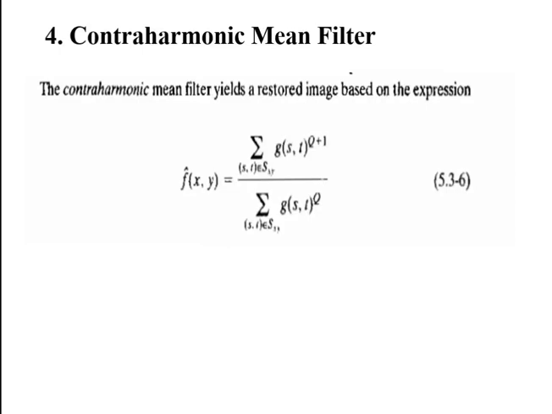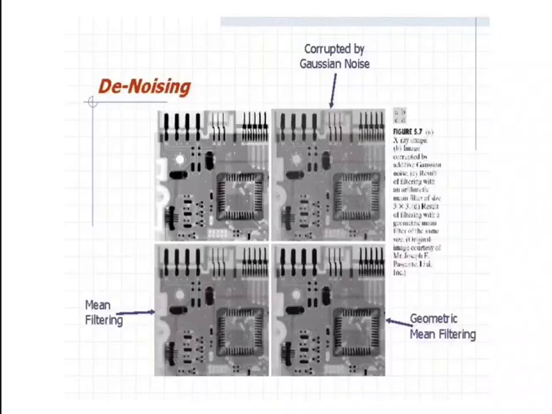Figure A shows the same circuit image but corrupted now by pepper noise with a probability of 0.1. Similarly, figure B shows the image corrupted by salt noise with the same probability. Figure C shows the result of filtering figure A using a contra-harmonic mean filter with Q equal to 1.5, and figure D shows the result of filtering figure B with Q equal to -1.5. Both filters did a good job in reducing the effect of the noise.